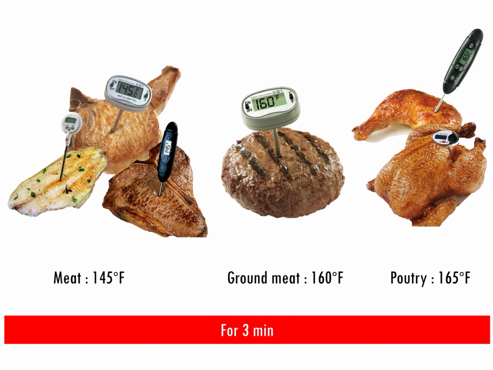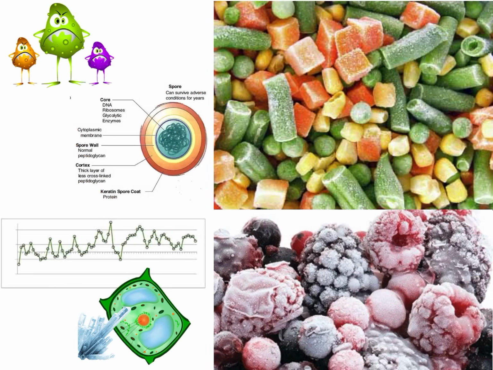For cooking meat, the US FDA requires the temperature at the center of the meat to be at least 145 degrees Fahrenheit for at least 3 minutes. For ground meat, the required temperature is 160 at the center of the ground meat, and for poultry as well, the central temperature is supposed to be 165 degrees Fahrenheit for at least 3 minutes.